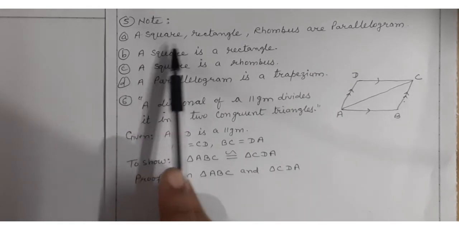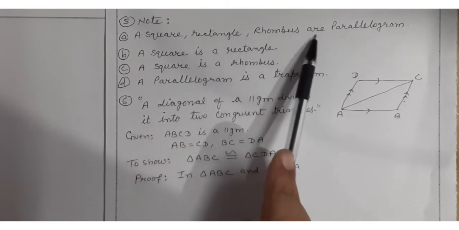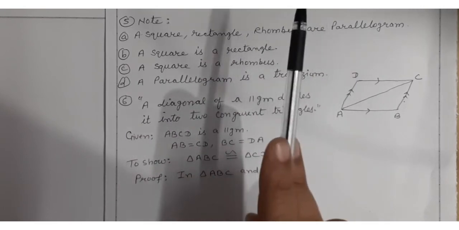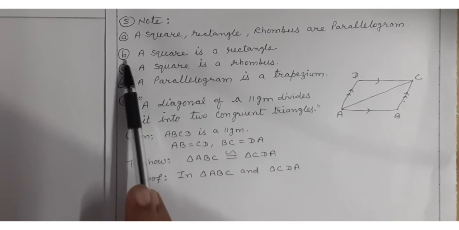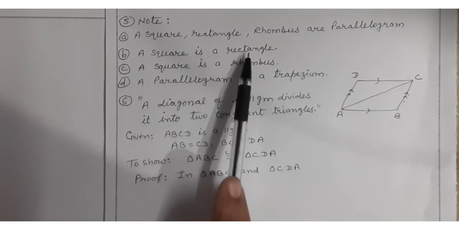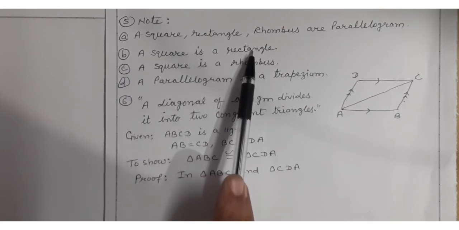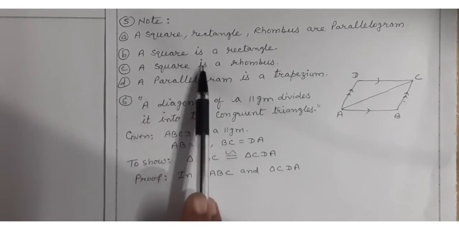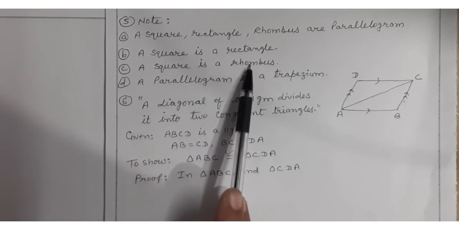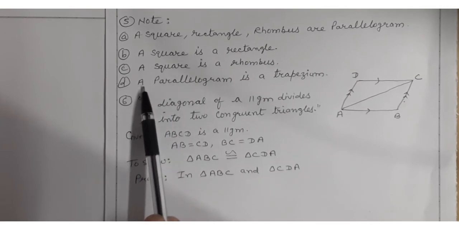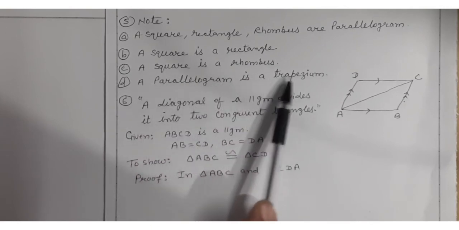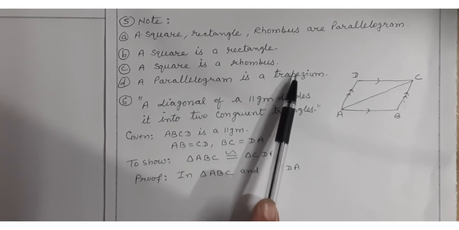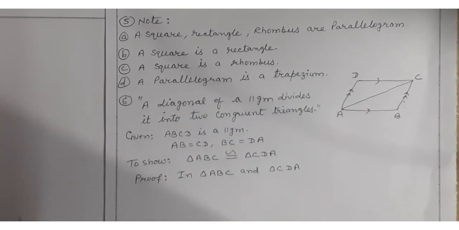Now the next important results are these. A square, rectangle and rhombus are all parallelograms, as we have seen earlier also. A square is a rectangle, that we know, but a rectangle cannot be a square. Keep in mind, a square is a rhombus, but a rhombus cannot be a square. A parallelogram is a trapezium, but a trapezium cannot be a parallelogram.